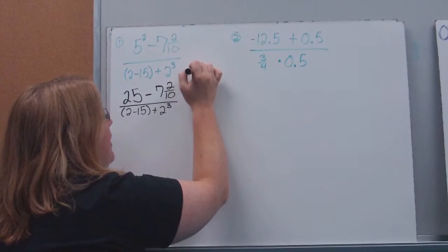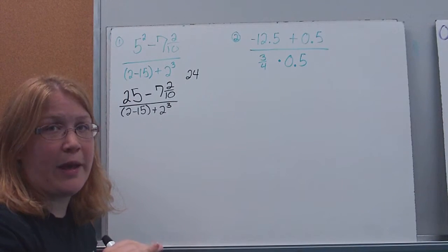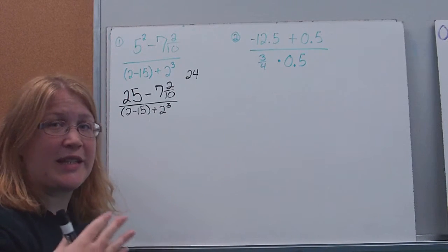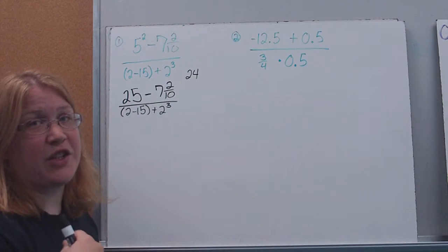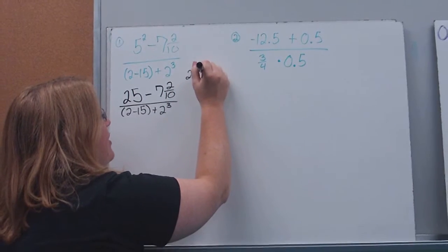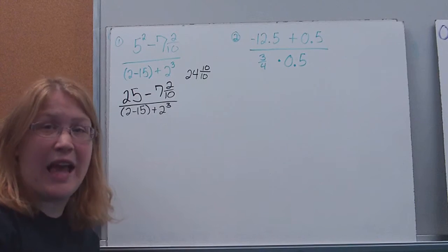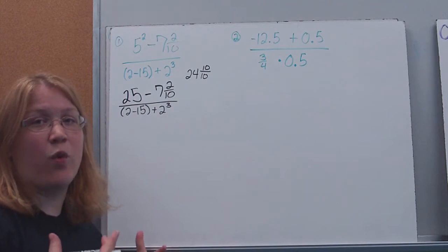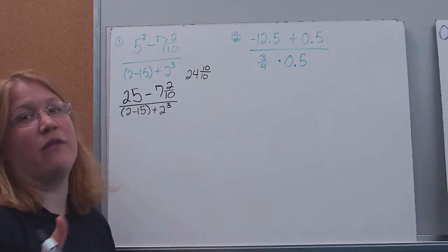So I'm going to do this over on the side. I'm going to take 25. I'm going to borrow 1 whole from it. And what I'm going to do is I'm going to break that down into a fraction. Well, I know that when adding or subtracting fractions, I need a common denominator. This denominator is tenths. So what I'm going to do is I'm going to break that 1 down to say I have 10 tenths. If I have 10 tenths, I have 1 whole. So I've just written 25, but I've written it in a different form.